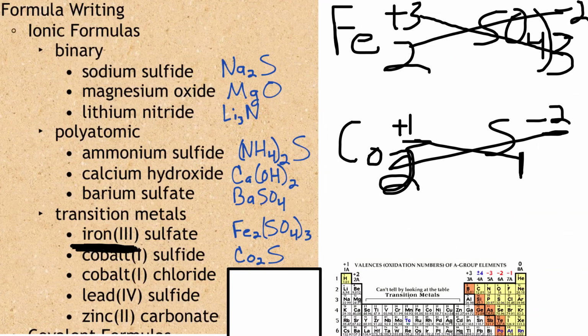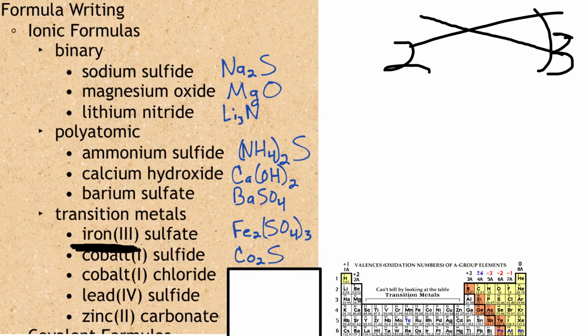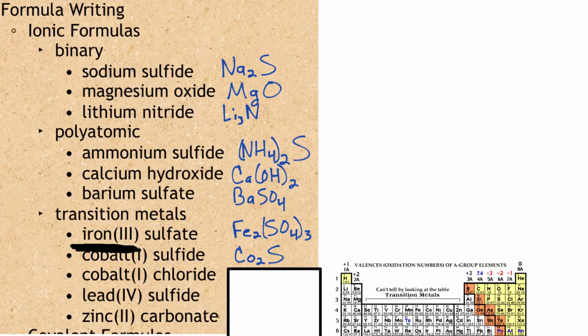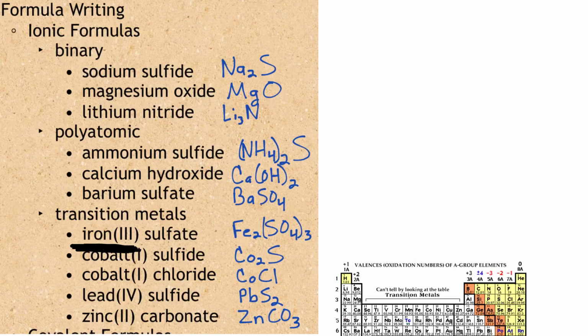Pause the video, next 3, and then we'll check the answer. Are you ready? I'm about to show you the answer. Okay, so cobalt(I) chloride should be this. Lead(IV) sulfide is this. And zinc(II) carbonate is, let me get rid of that, is that right there.